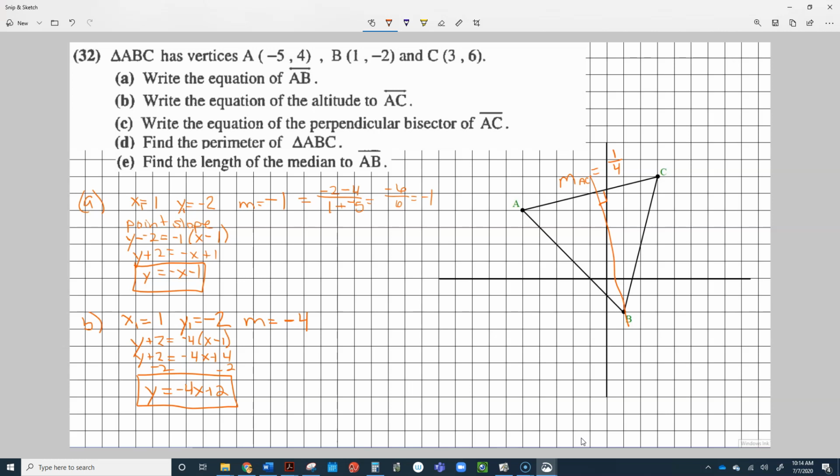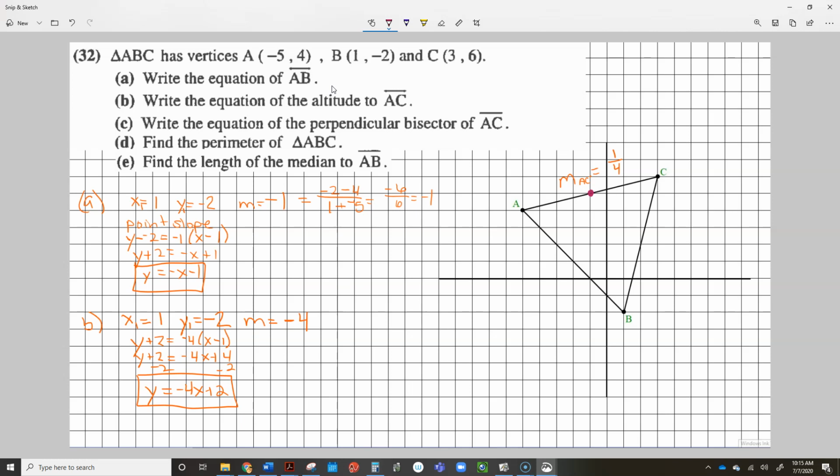Okay. Write the equation of the perpendicular bisector of AC. So they don't just want the altitude, we need a midpoint. The point that's going to matter is the midpoint. Let me change colors. So I need the midpoint. Now you can calculate the midpoint.